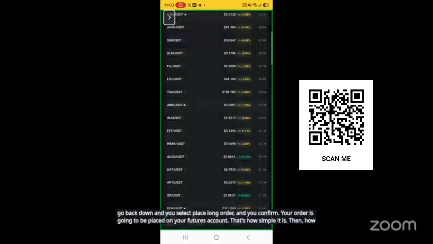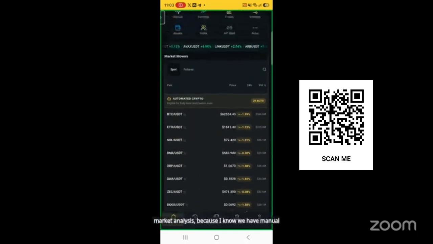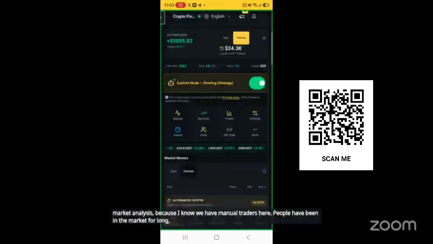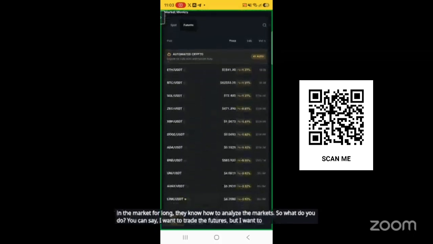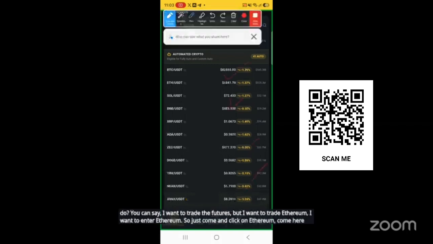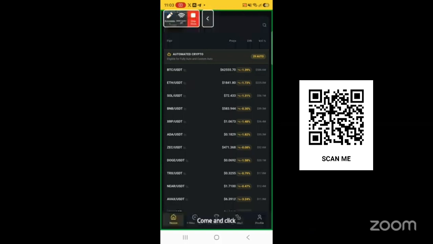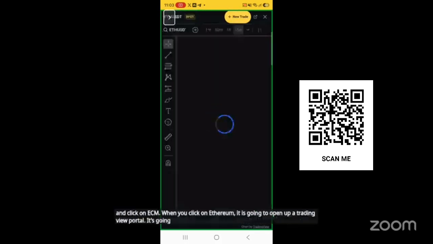Then how about people who know market analysis? Because I know we have manual traders here. People who have been in the market for long, they know how to analyze the markets. So what do you do? You can say, I want to trade futures, but I want to trade Ethereum. I want to enter Ethereum. So just come and click on Ethereum. If maybe you want to first look at the chart of Ethereum, come and click on Ethereum. When you click on Ethereum, it is going to open up a TradingView portal for you.